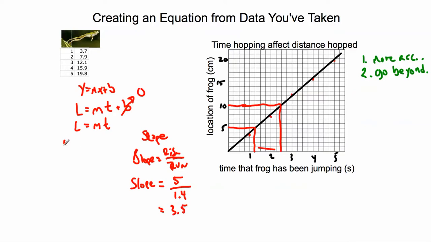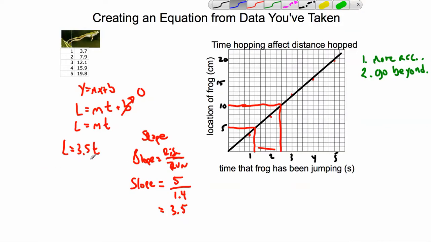So we can rewrite our new math model, our equation, as L equals 3.5t. And there is our mathematical model that describes how the time the frog has been jumping relates to the location of the frog. Now let's go ahead and use that mathematical model to make a prediction.